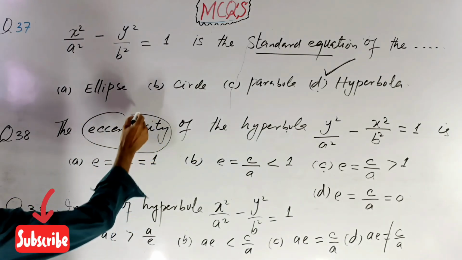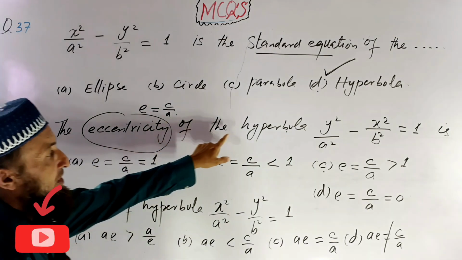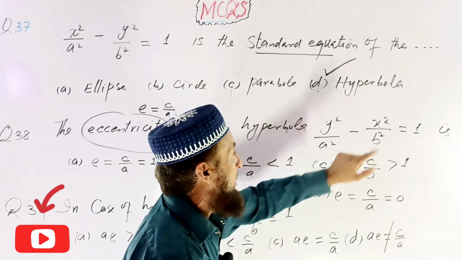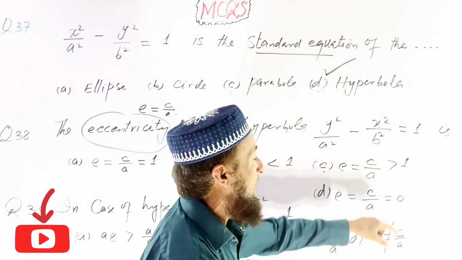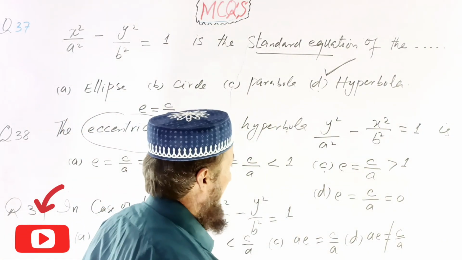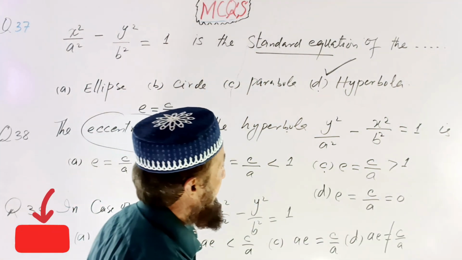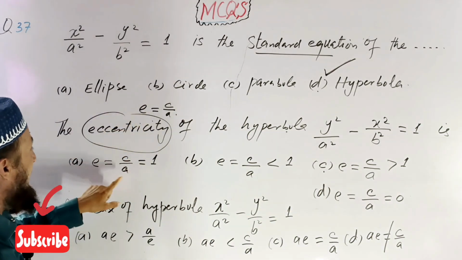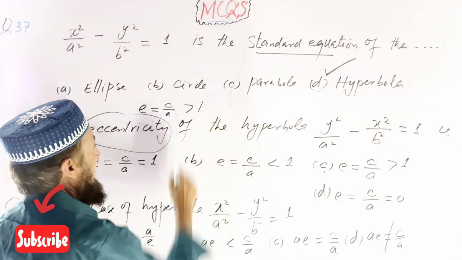We know that e is equal to c divided by a. Eccentricity of the hyperbola y square divided by a square minus x square divided by b square. Now look here, if the hyperbola is making along the y-axis, that is the conjugate hyperbola, and the other one is the transverse hyperbola. Here eccentricity is required. According to this formula, eccentricity of a hyperbola must be greater than 1.